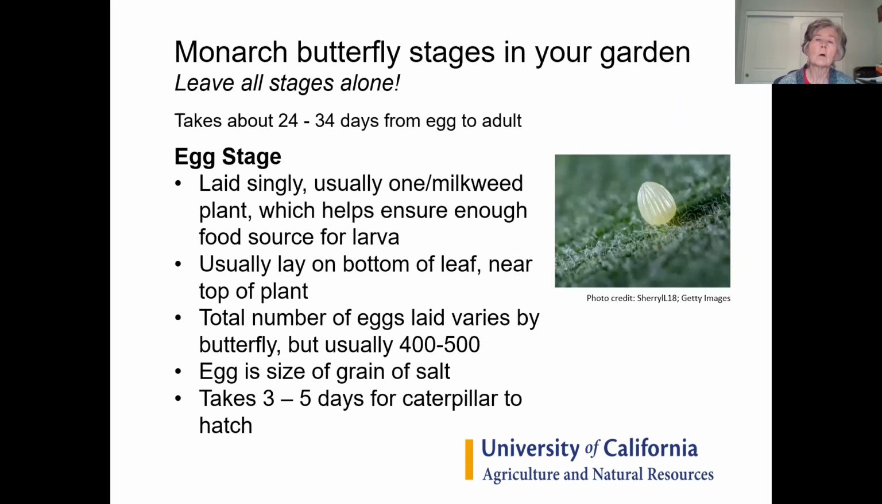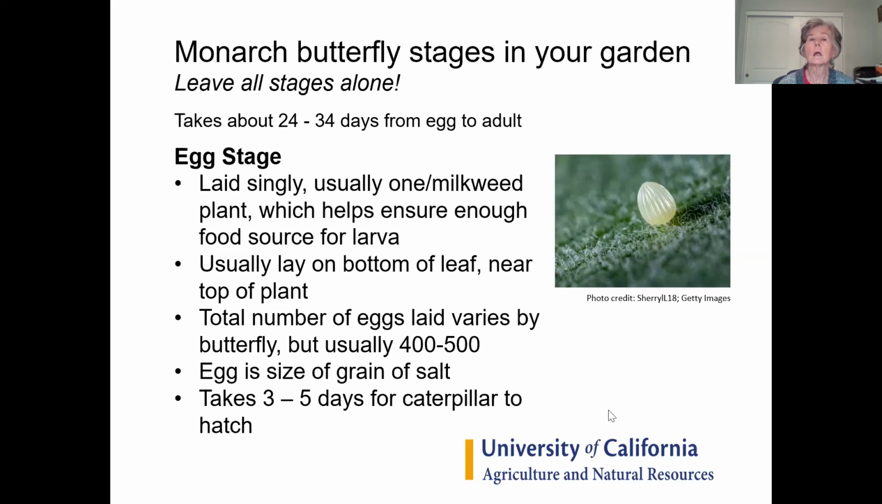So we're going to go into more detail about the specific stages of the monarch butterfly. If you see any of these stages in your garden, leave them alone. It takes anywhere from 24 to 34 days to go from an egg to an adult. The egg is laid singly, usually one per milkweed plant, which helps ensure enough food for the larva when it hatches.